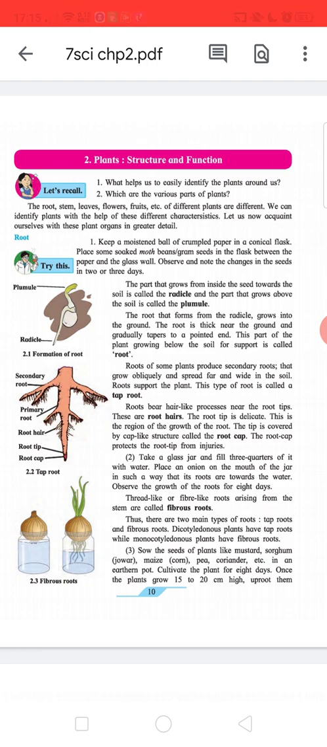Try this. Keep a moistened ball of crumpled paper in a conical flask. Place some soaked moth beans or gram seeds in the flask between the paper and glass wall. Observe and note the changes in the seeds in 2 to 3 days. The part that grows from inside the seeds towards the soil is called radicle, and the part that grows above the soil is called the plumule.